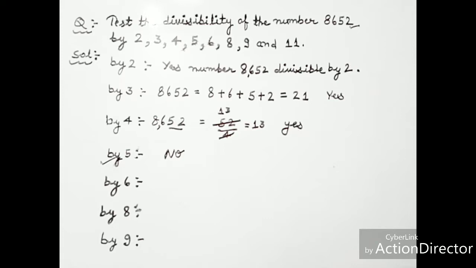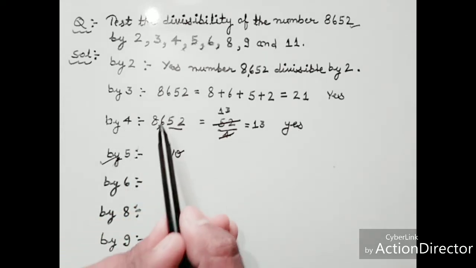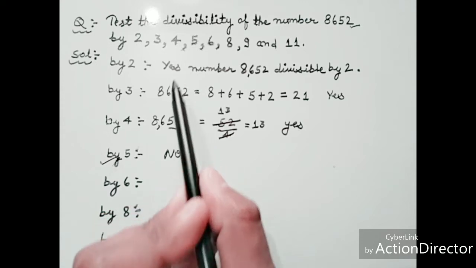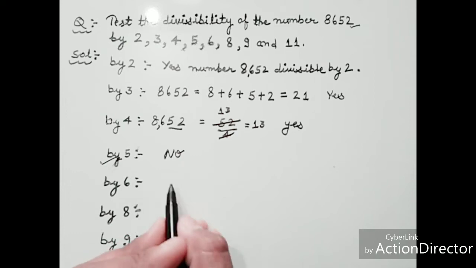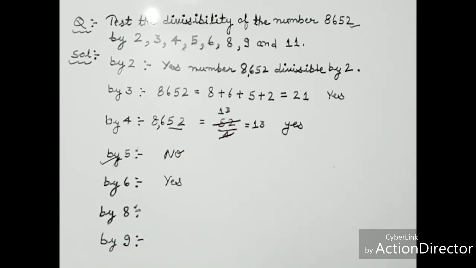Now the divisibility rule of 6. The divisibility rule of 6 says that if a number is divisible by both 2 and 3, then the whole number is divisible by 6. Here the number is divisible by 2 and also by 3. So we say that yes, the number 8652 is also divisible by 6.